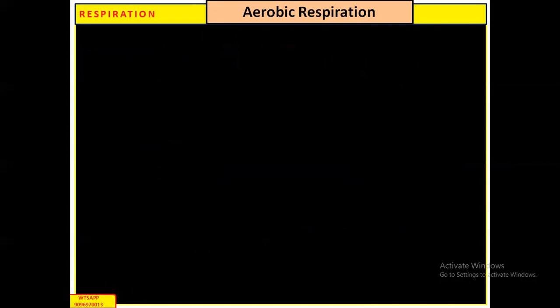Now we are starting the chapter's important point, that is aerobic respiration, the first important topic. During aerobic respiration, the three important processes, as I told you earlier, that is glycolysis, Krebs cycle, and electron transport system, are carried out.